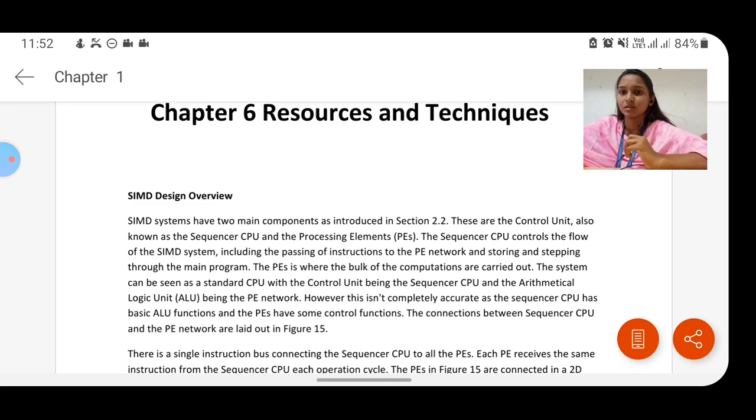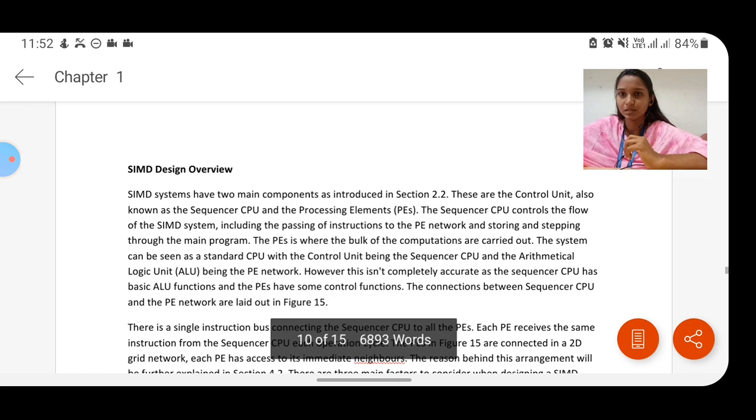The PE is where the bulk of the computations are carried out. The system can be seen as a standard CPU, the control unit being the sequencer CPU, and the arithmetical logic unit being the PE network. However, this isn't completely accurate as the sequencer CPU has basic ALU functions and the PEs have some control functions.